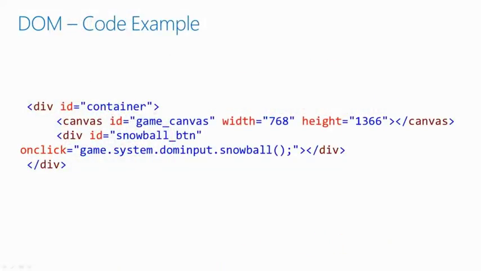Here's a code sample for the DOM. The parent element of everything is the container, and then inside of that is the canvas, which we give a static width and height, and the snowball button, which we pass an on-click event through.